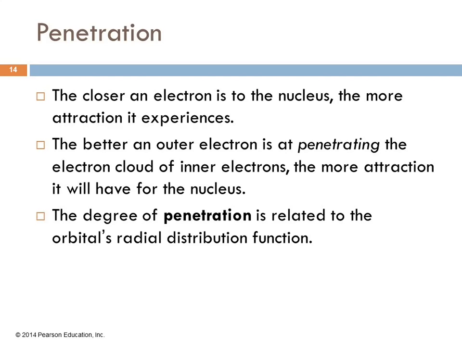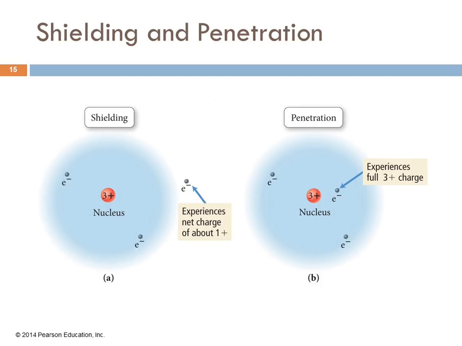So that has to do with the magnitude of the charges. And then penetration has to do with how close the electron gets to the nucleus. The closer the electron is to the nucleus, the more attraction it experiences. So if an outer electron is good at penetrating the electron cloud of the inner electrons, it will have more attraction for the nucleus. The degree of penetration is related to the orbital's radial distribution function, those funky, curvy graph things we saw earlier.